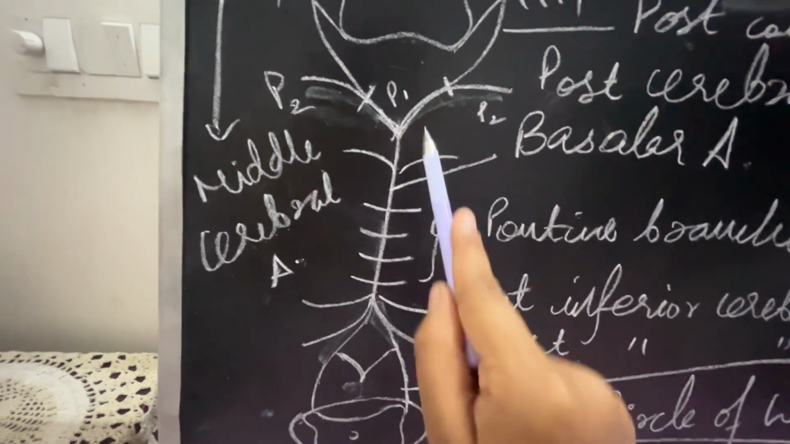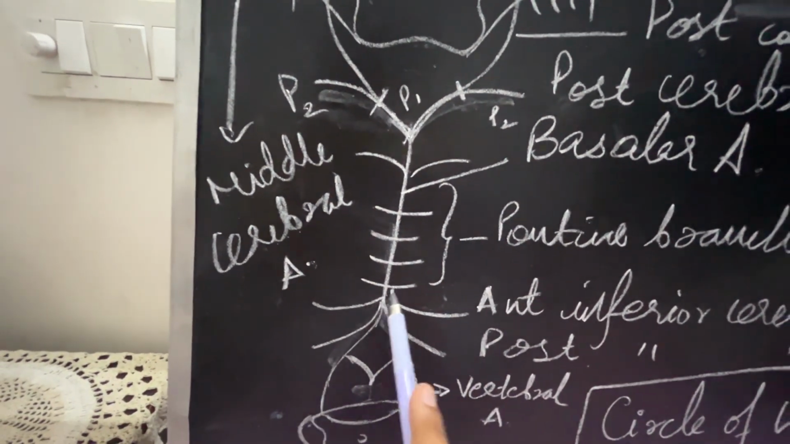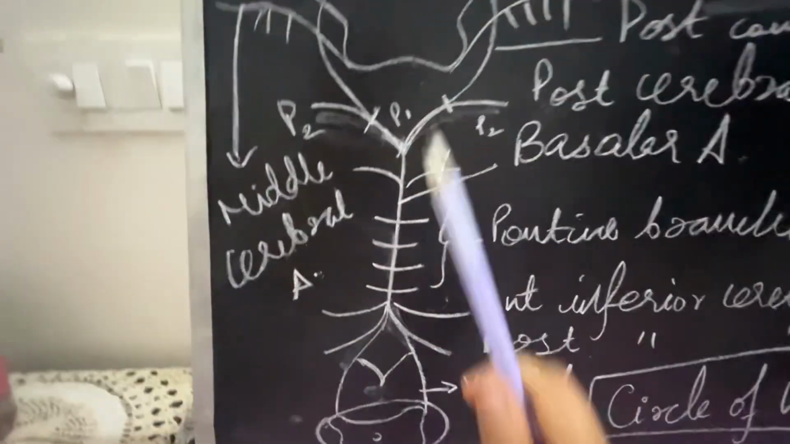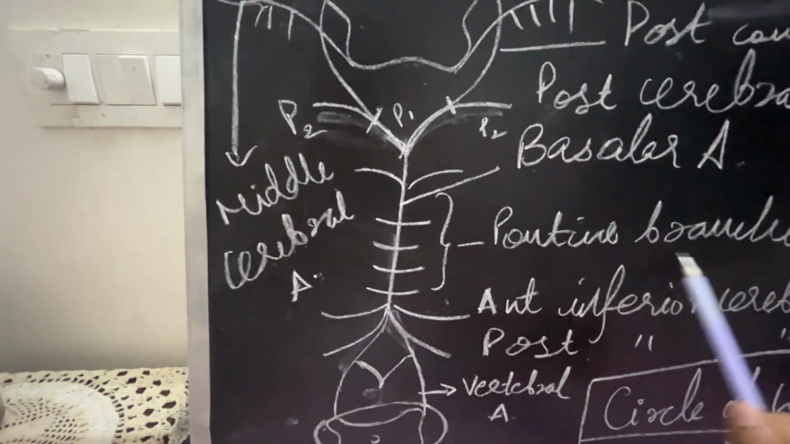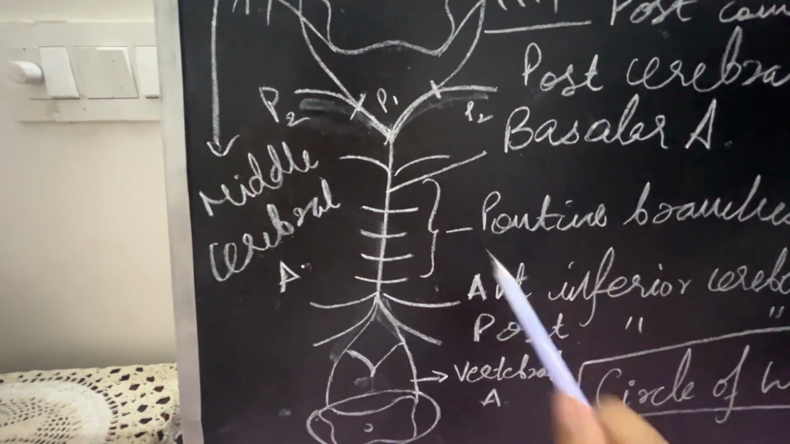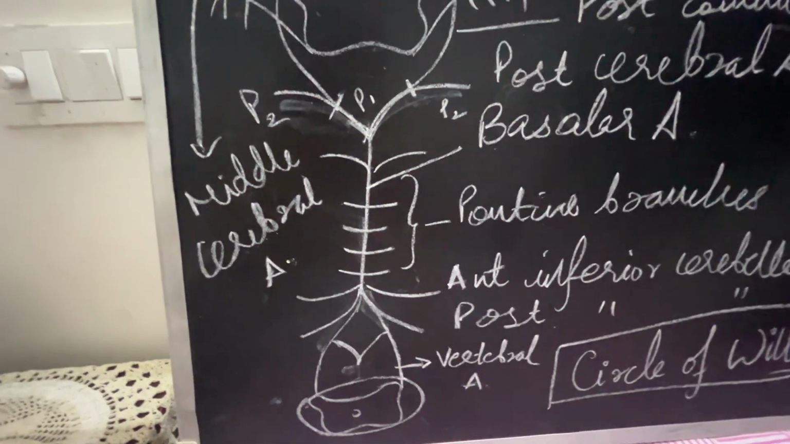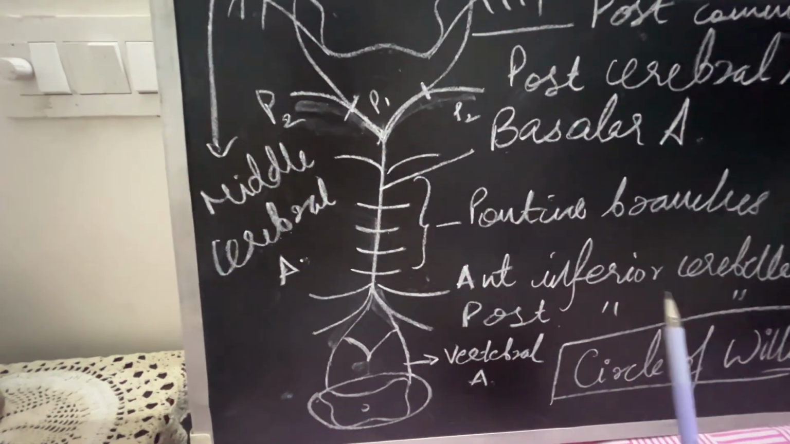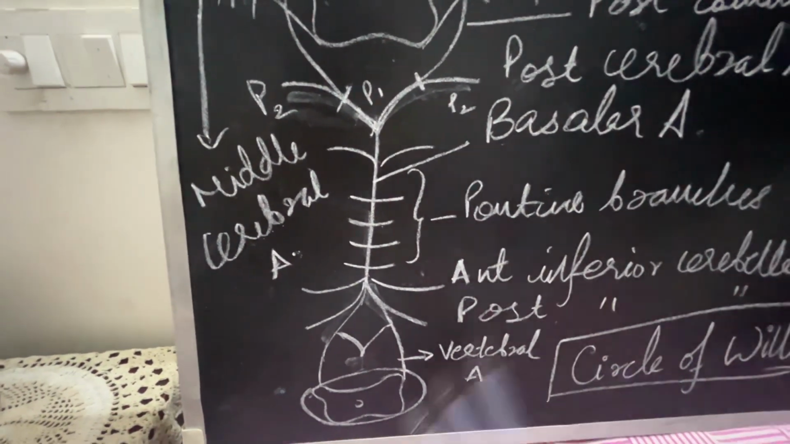This line, which is formed by the joining of the vertebral arteries, is called the basilar artery. It has four pontine branches. That means they supply the pons of our brain. So these are the branches supplying the pons. By the name, it suggests pontine branches.